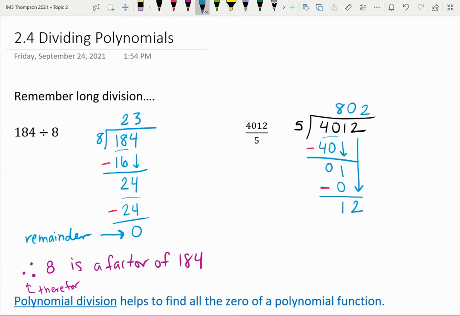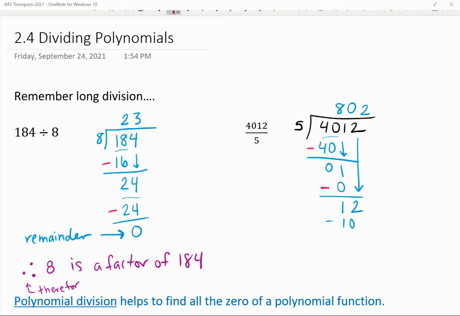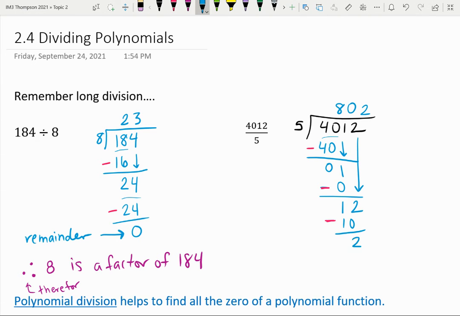Five goes into 12 2 times. 2 times 5 is 10. Subtract and I get 2. There's nothing left to bring down. So at this point, it can go a couple of different ways. You can choose to put a decimal and a 0 and keep going and turn it into a decimal. Or we could write this as a mixed fraction. So we're going to go for the latter. This is my remainder.